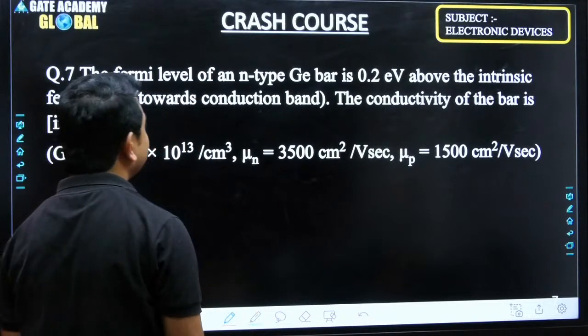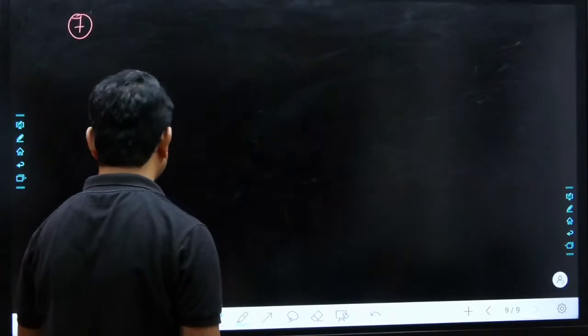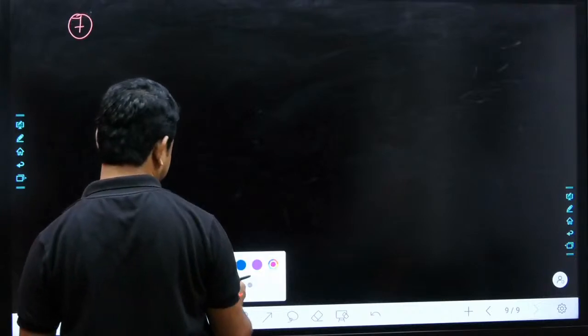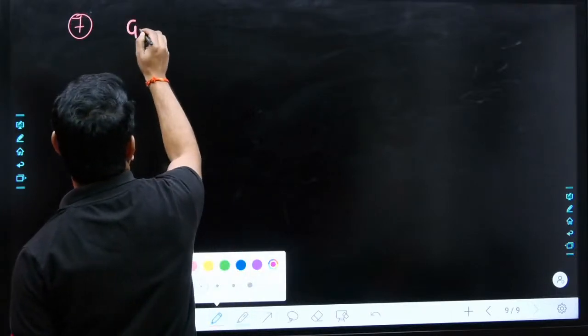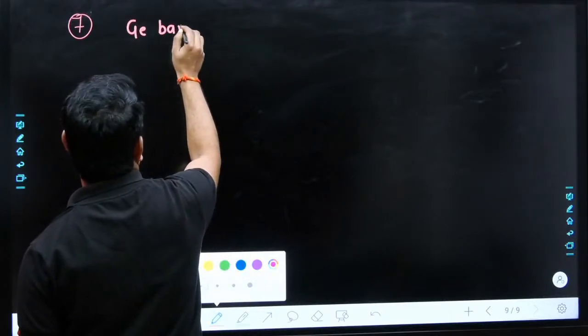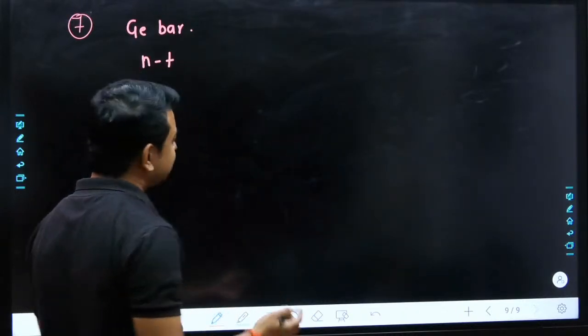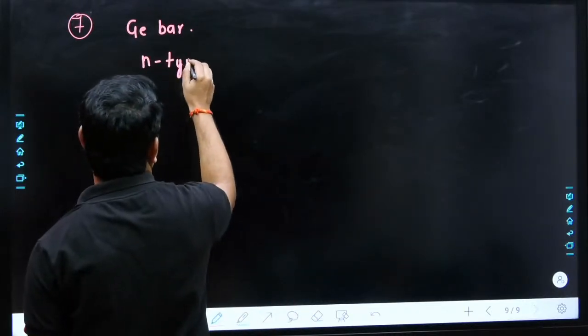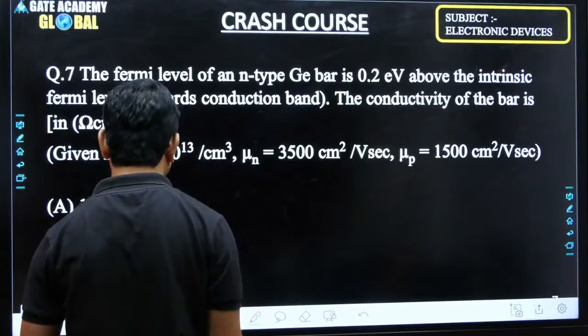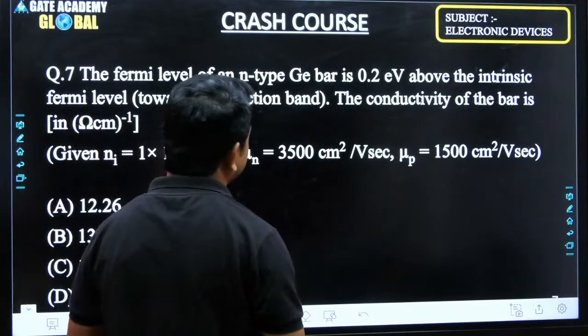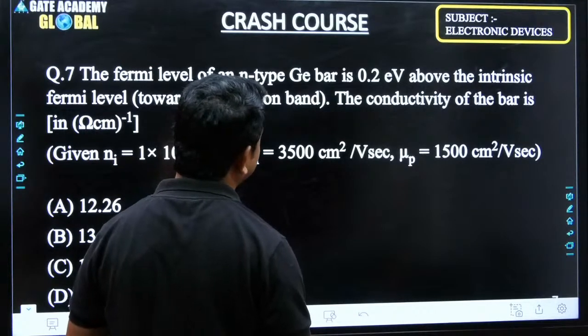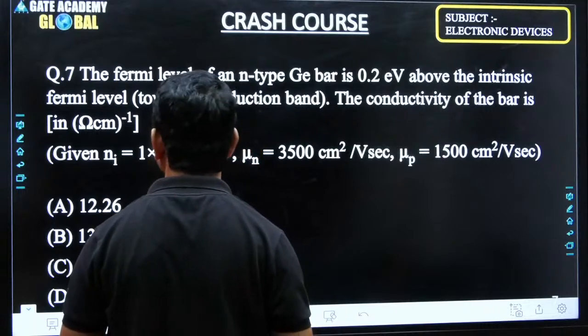The Fermi level of an n-type germanium bar. So we have a germanium bar, and this is doped with some pentavalent atoms, so it becomes an n-type germanium bar. Then, the Fermi level is 0.2 electron volt above the intrinsic Fermi level.